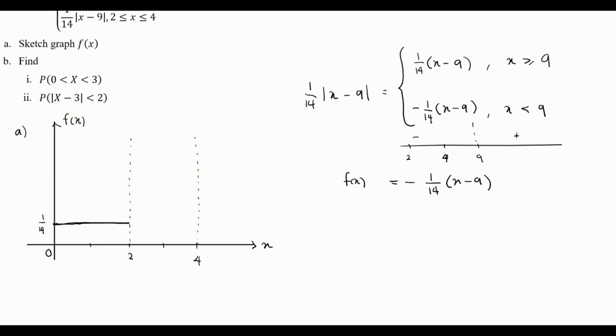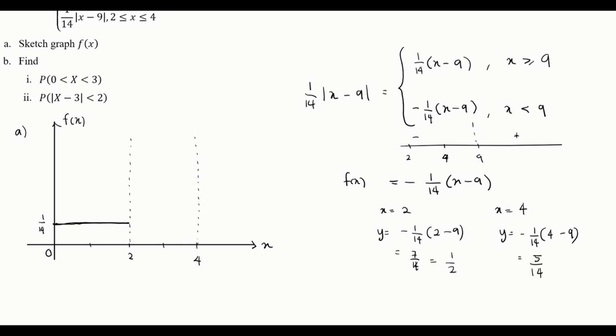This is a linear function, so we can take two values of x, which are 2 and 4, and find what happens to f(x), or the y coordinate, when x equals 2 and x equals 4. When x equals 2, y equals negative 1 over 14 (2 minus 9), so this is 7 over 14, which is 1 over 2. And when x equals 4, y equals negative 1 over 14 (4 minus 9), so this equals 5 over 14.